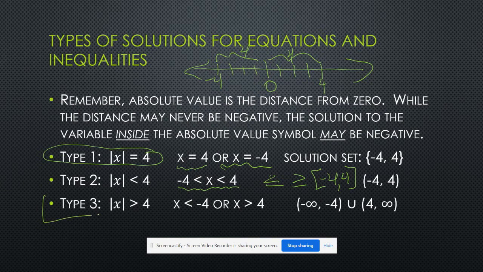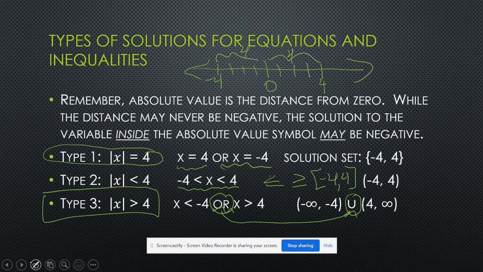Greater than is going to be an or problem. So when we see a greater than, x is less than negative 4 or x is greater than 4. And remember we talked last section that or problems are union problems when we write our interval notation.